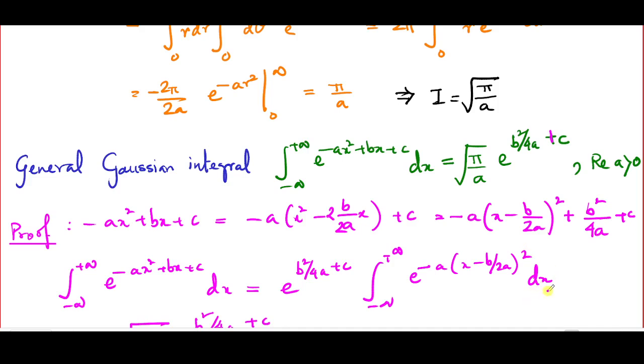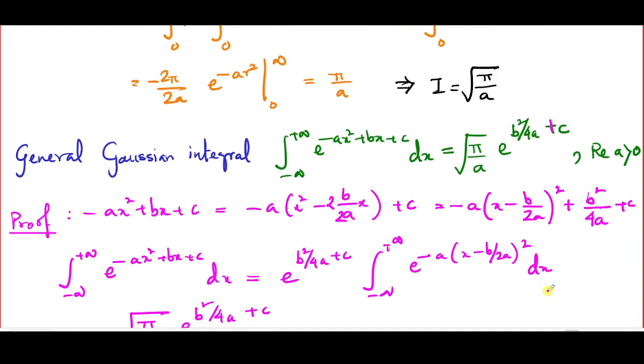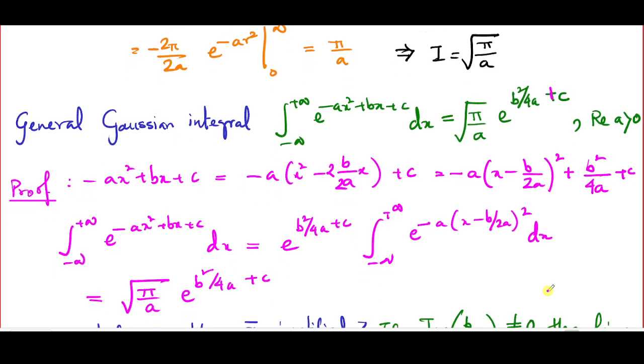Now shifting x by b by twice a, so that x minus b by twice a becomes your new dummy variable, immediately allows you to carry out that integral. This is nothing but the same integral as the one we had done before, and that gives you the root over pi by a in front.